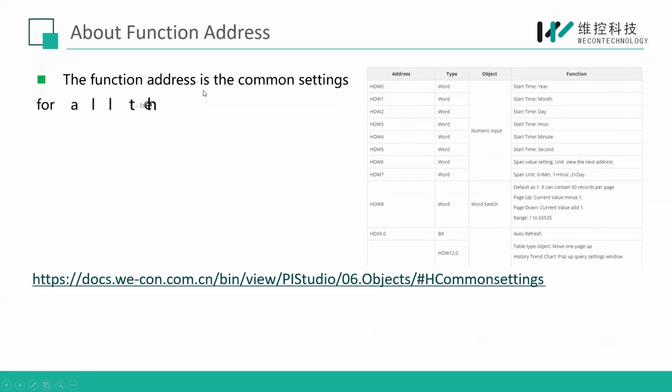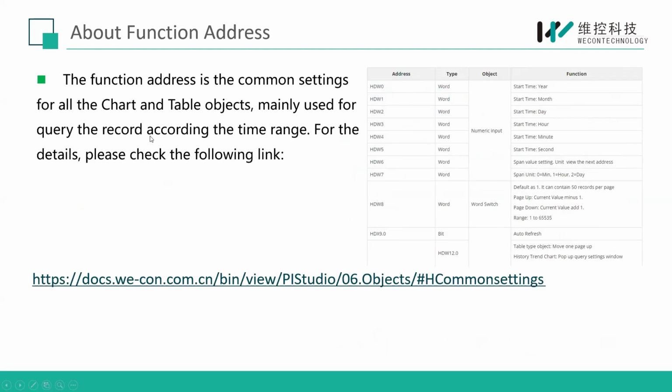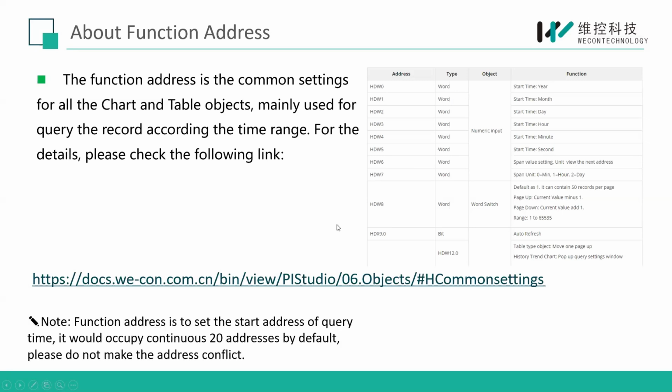So the function address is a common setting for all the chart and table objects, mainly used to query the data record according to the time range. For the details, please check the following link. You can refer to this link to view these registers in detail.